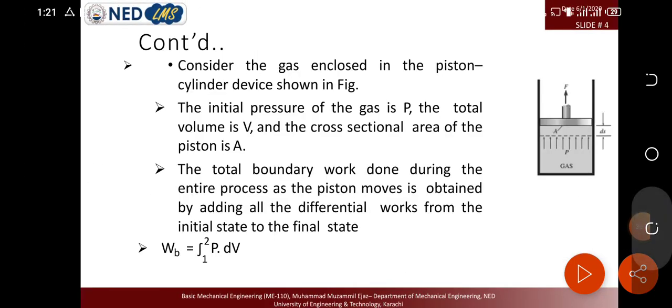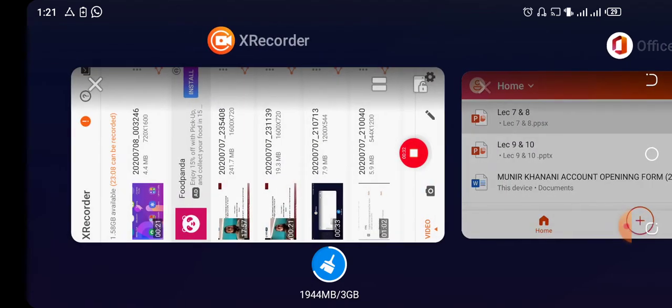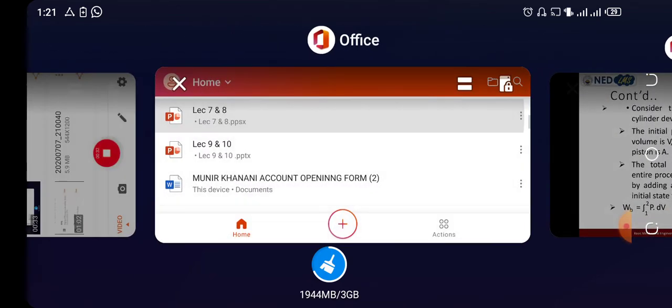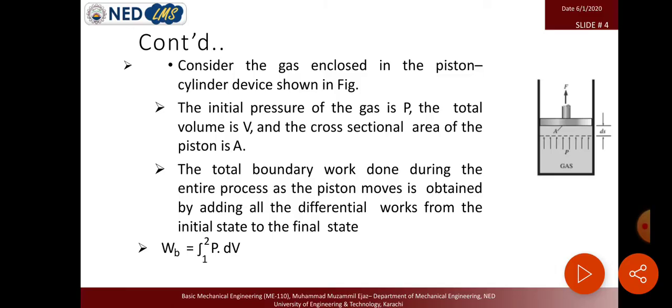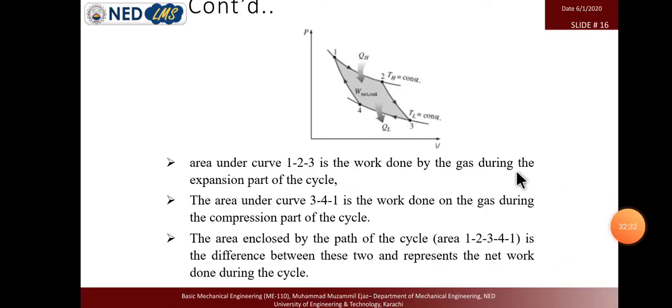Okay, so let's move towards our previous lecture, so we need to open it. Yes, now you can understand the Carnot cycle, that to and fro motion can be converted into work or utilized in a real world cycle. But in the Carnot cycle all the processes are reversible, so it is not possible in the real world. So it is an ideal cycle.